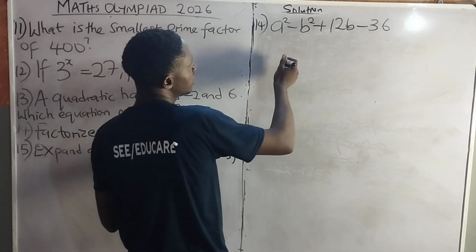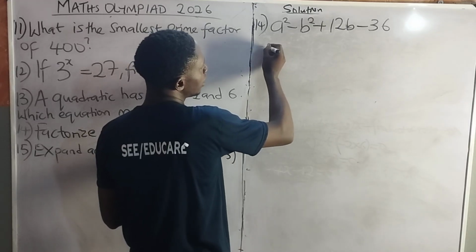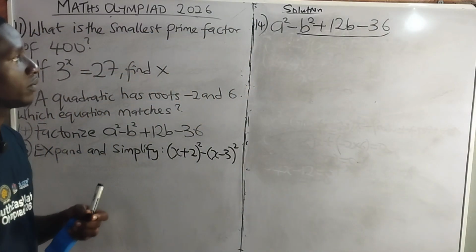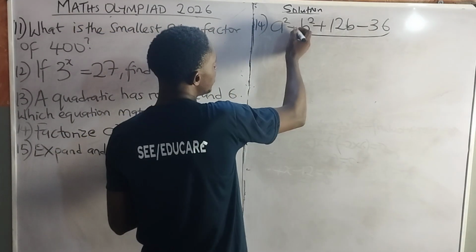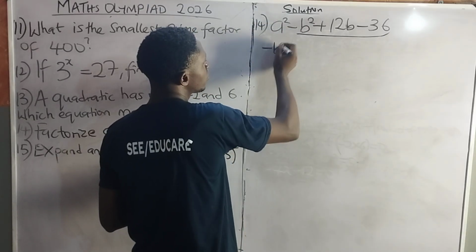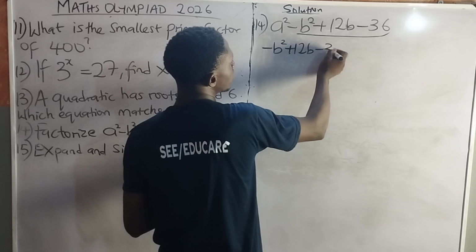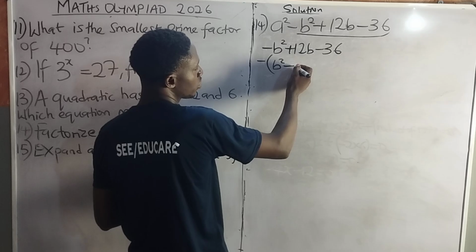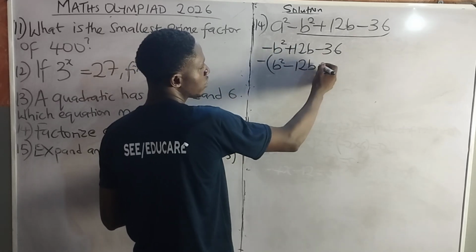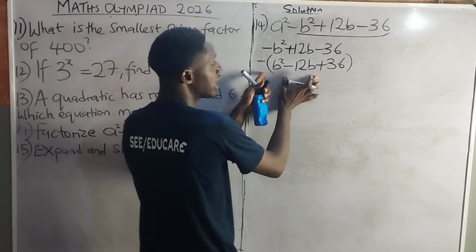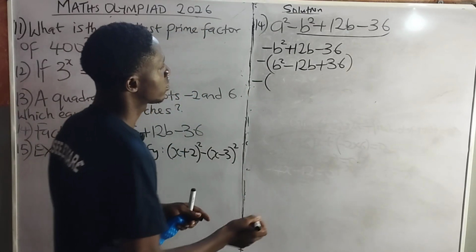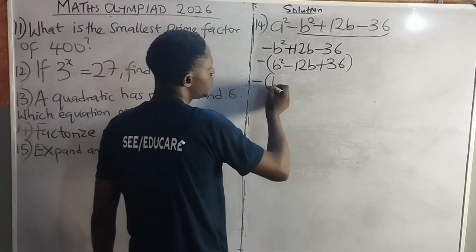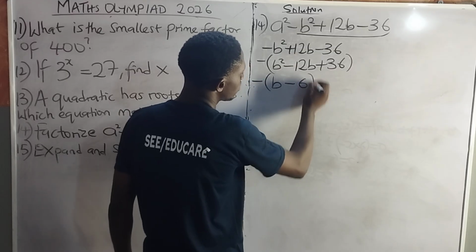Let me start with this. This is the one we are going to start with, so that you understand what I'm trying to say. So there's a minus b here. So I have minus b squared plus 12b minus 36. So let me factor out the minus. This is b squared. Minus times this is minus 12b. Minus times minus is plus 36. So looking at this bracket, this is a quadratic expression; when you factorize, you are going to get b minus 6 all squared.